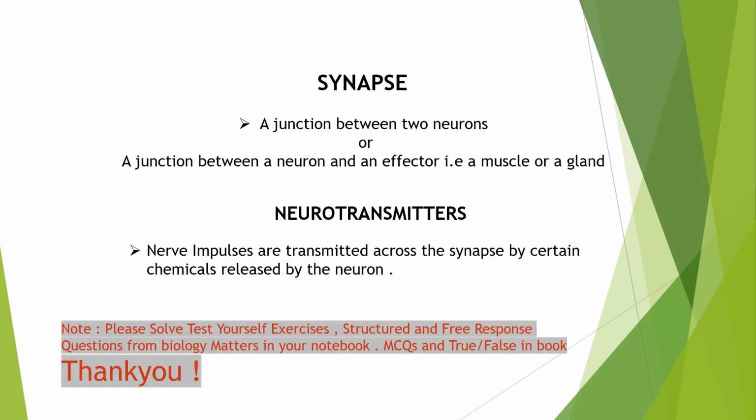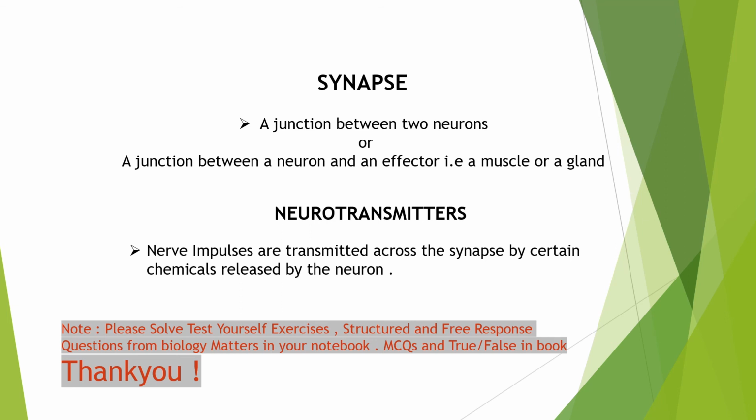As we discussed earlier, in between the dendrites of two neurons a junction forms, that is the synapse, where the nerve impulse or nerve message is transmitted from one neuron to another neuron. So what is a synapse? A junction between two neurons, or a junction between a neuron and an effector, that might be a muscle or a gland, right? When the motor neuron ends at a muscle effector, the end terminal of the motor neuron delivers the message by creating a synapse between the muscle and the motor neuron.